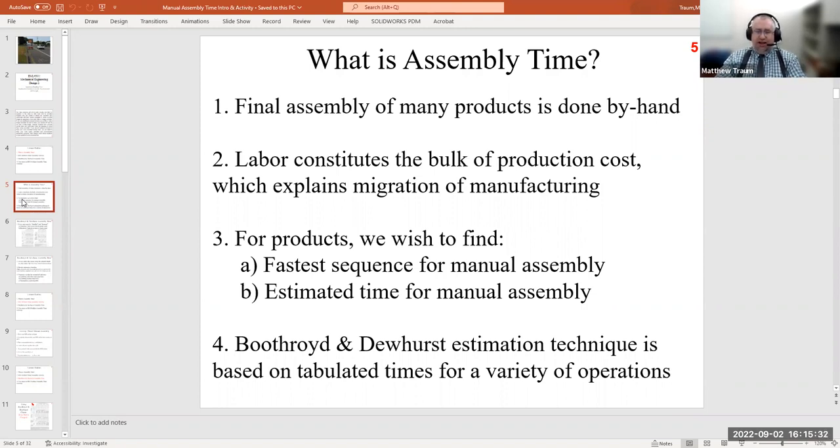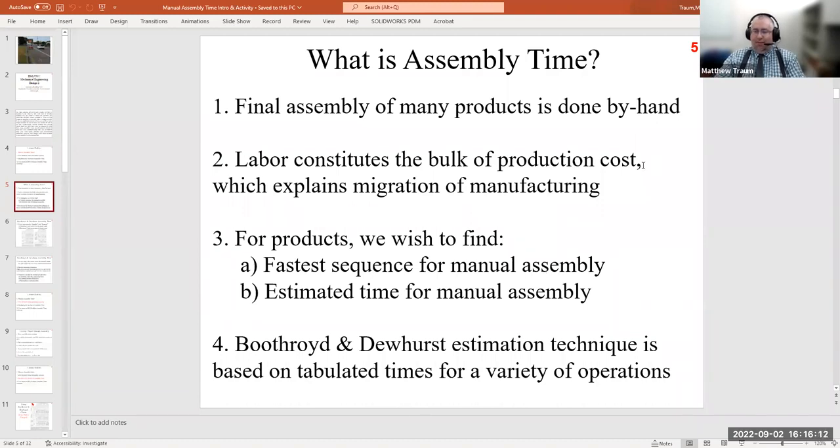There is a technique to do this, and it was generated by two guys who were originally professors in Pennsylvania, Boothroyd and Dewhurst. They were so successful with this assembly time estimation technique that they no longer work for the university. They now own a private consulting firm called Boothroyd and Dewhurst, where they consult for companies on how to improve the assembly time for their products. This technique is used quite often in industry now, because these guys now run a company that does it.